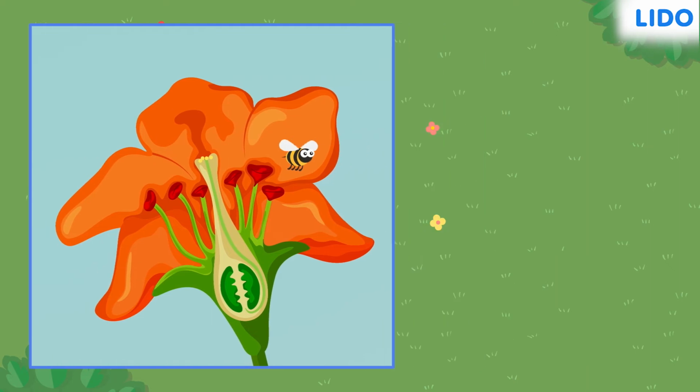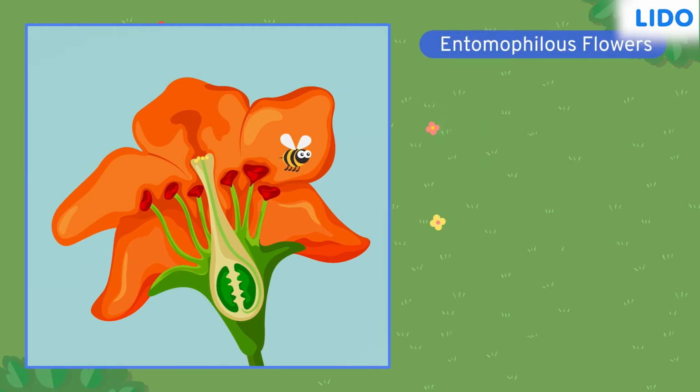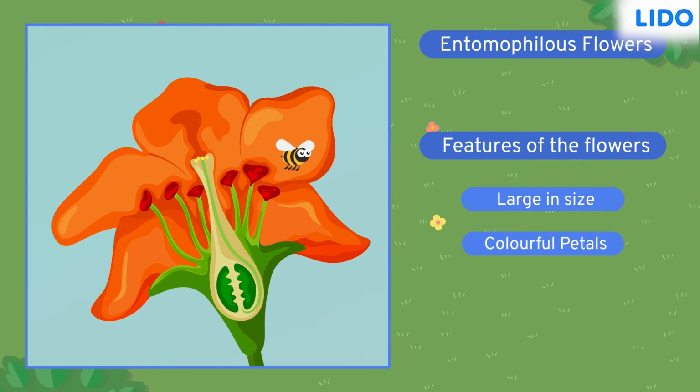These flowers are called entomophilous flowers because entomo means insects and philous means affinity. These flowers usually have large, bright petals, a nice fragrance, and produce nectar to attract insects.